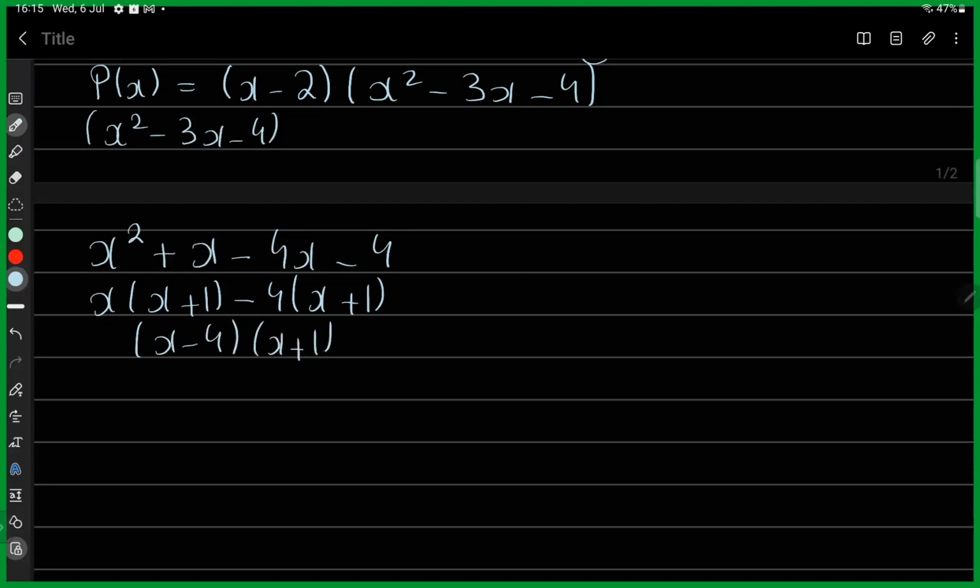So finally, p of x can be factorized this way. It's x minus 2 multiplied by x minus 4 multiplied by x plus 1. This is going to be the answer for the first question.